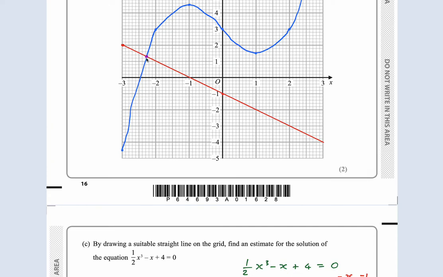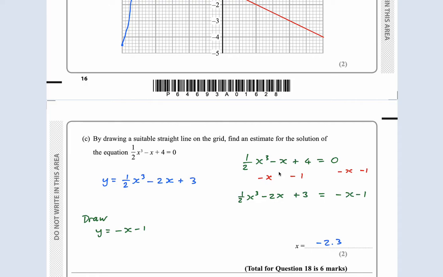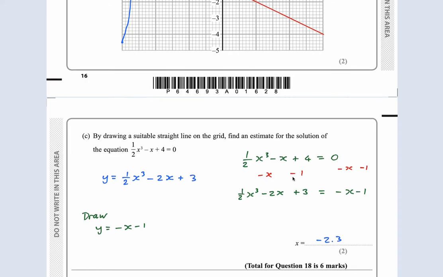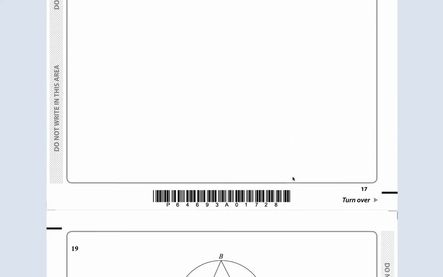Minus 2.3. Let's say it's there. Okay, that's it. Right, as I said, guys, part C is tricky, but parts A and B, definitely everyone can do it.